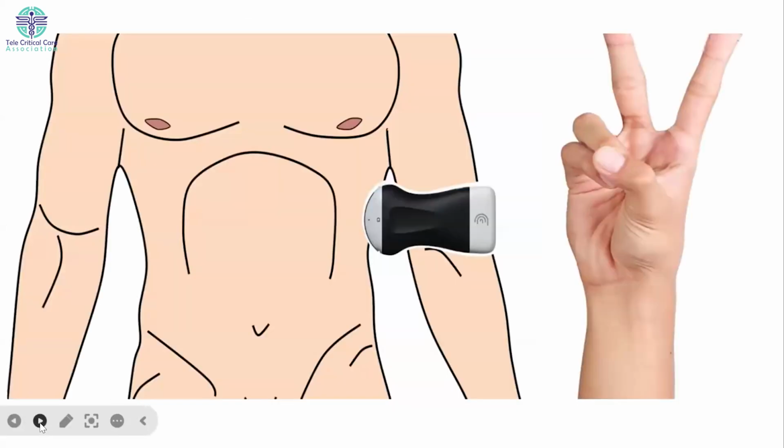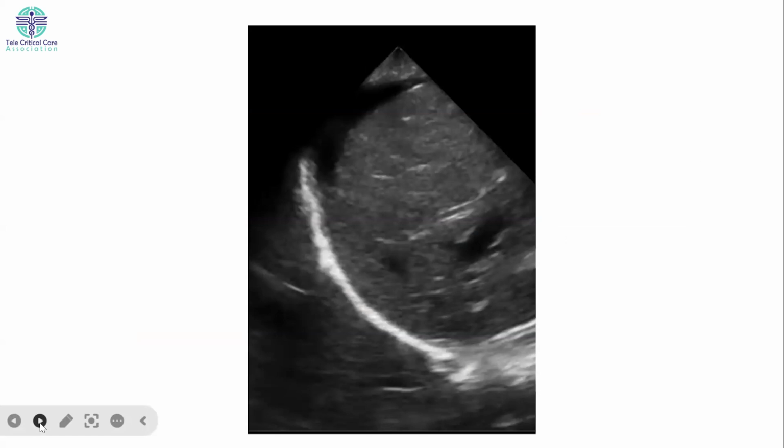Now, the best part of imaging the right upper quadrant is that it is a huge space, and even when the injury is in the left upper quadrant, the fluid may still travel to the right upper quadrant region and you will get FAST positive. So we can have right upper quadrant positive in splenic injury as well. How? That we will look at further.